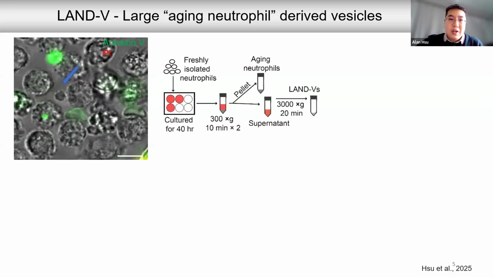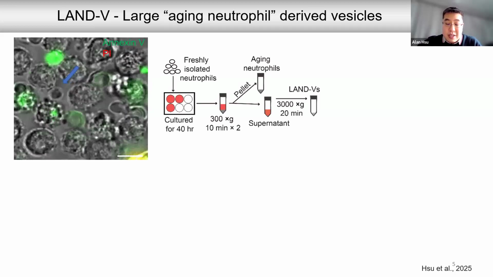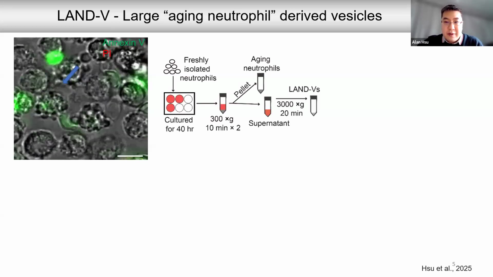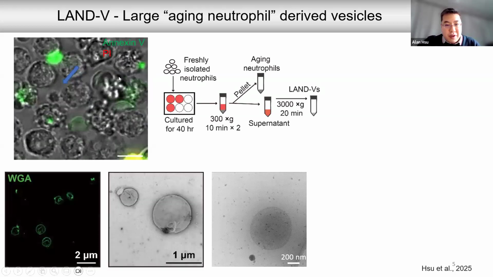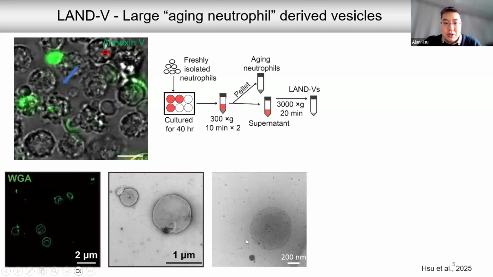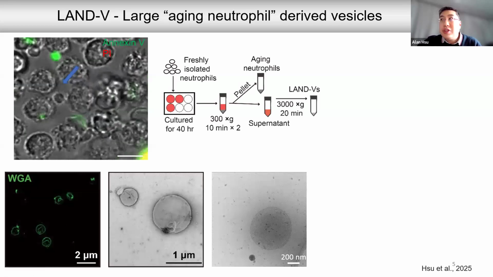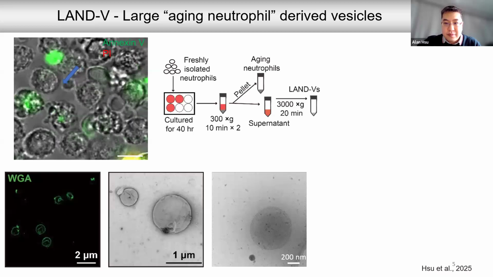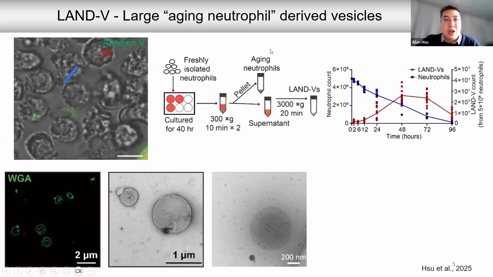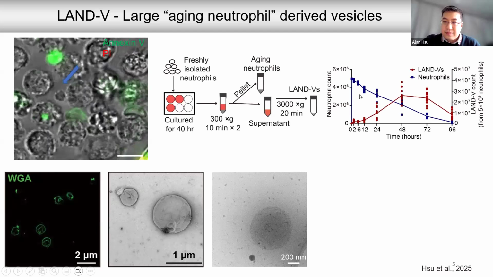Do they do anything? Based on their size, we did a very simple sequential centrifugation protocol, just at 3000 g, to pull them down. And then we looked at our purification using WGA, negative stain TEM, and also cryo-EM to characterize their size to be about 1 micron. So it's larger than your typical exosomal microvesicles. Thus we termed these vesicles large aging neutrophil-derived vesicles, LAND-Vs for short.